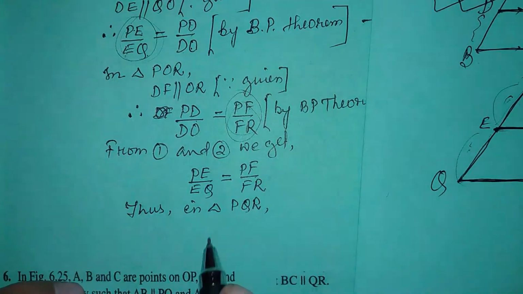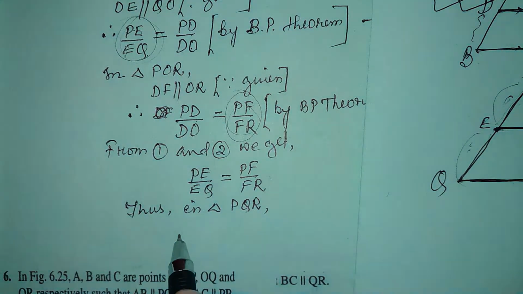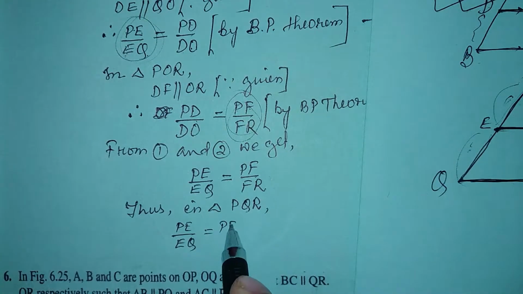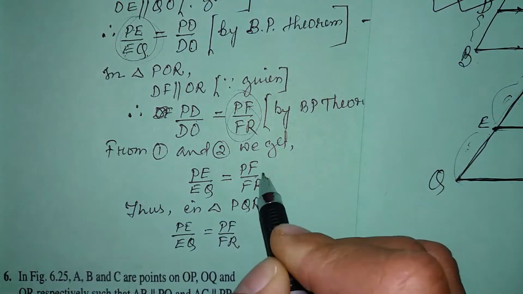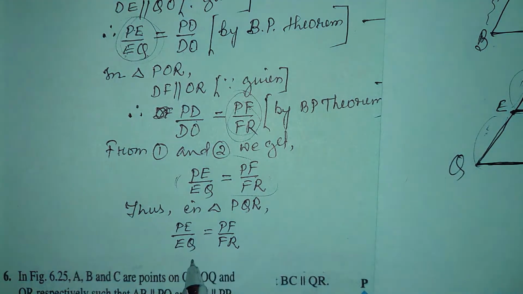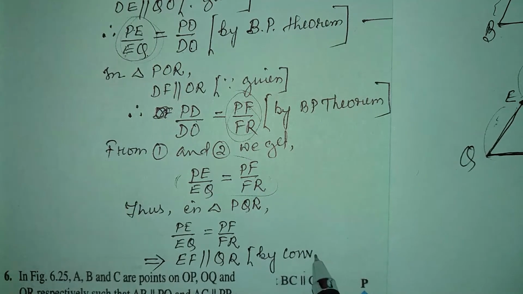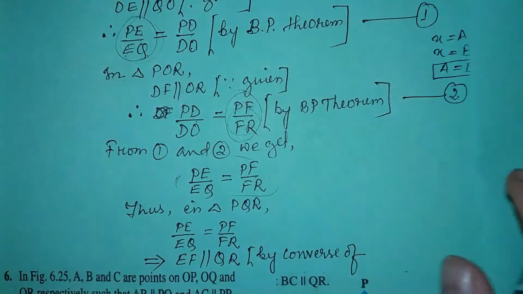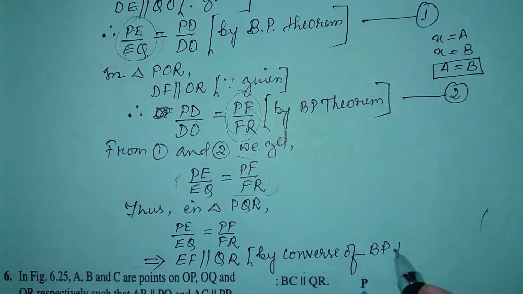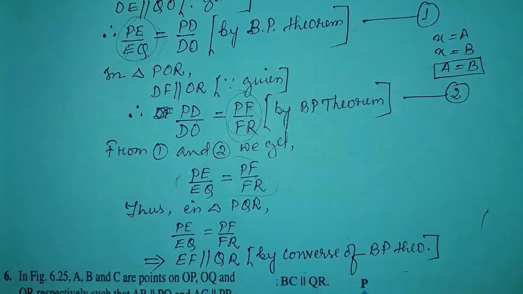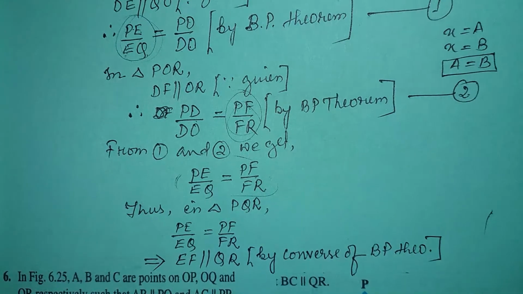So we're going to say that thus in triangle PQR, PE by EQ is equal to PF by FR, which is shown above. So this implies that EF is parallel to QR. This is by the converse of the basic proportionality theorem. Now let's move on to the next question.